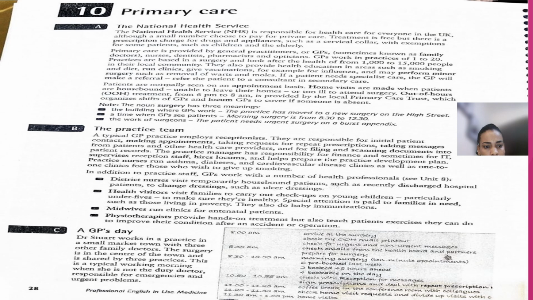Practice nurses run asthma, diabetes, and cardiovascular disease clinics, as well as one clinic for those who wish to give up smoking. In addition to practice staff, GPs work with a number of health professionals. District nurses visit temporarily housebound patients, such as those recently discharged from hospital, to change dressings, such as ulcer dressings.